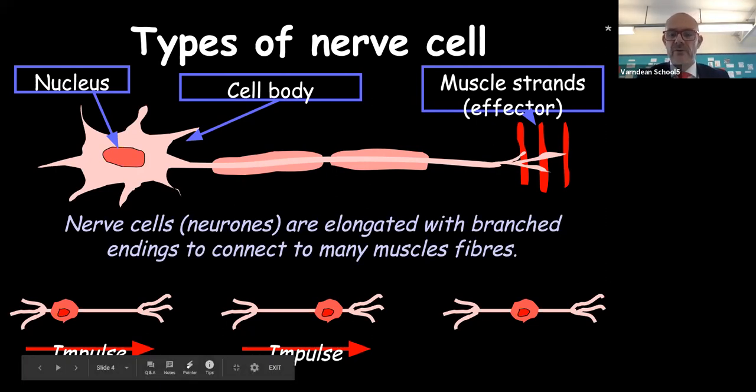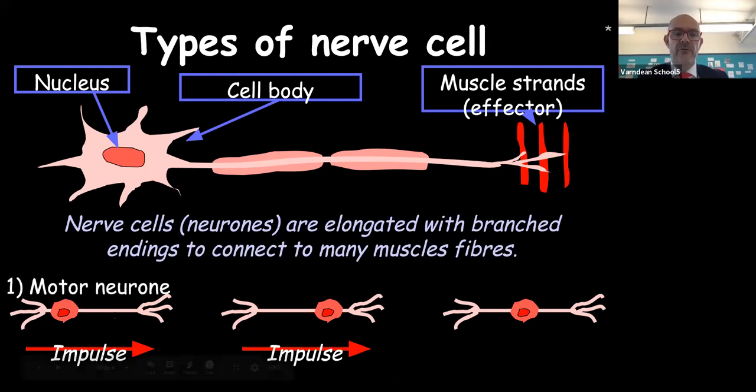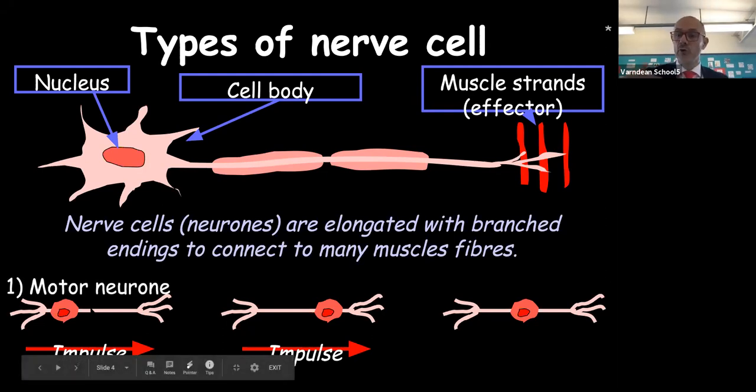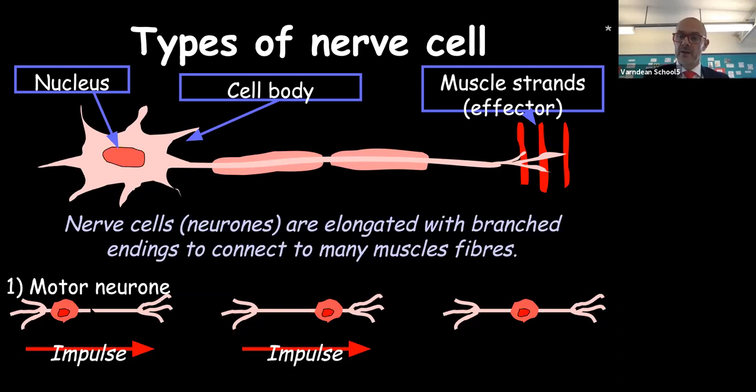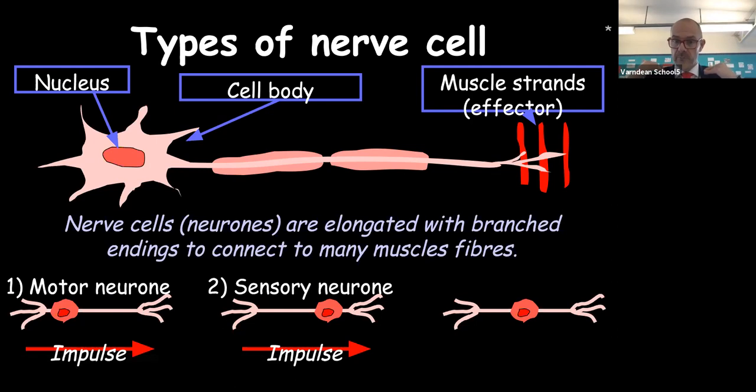Okay. And we've got different types. So over here, we have got hopefully a motor neuron. So a motor neuron goes to the muscle. So it's a motor neuron, it's making something move. It also goes to glands. Okay, it goes from the brain or the spinal cord to the effector. Over here, we've got a sensory neuron. That goes the other way. That goes from the sense organ, from the receptor, to the brain or spinal cord.